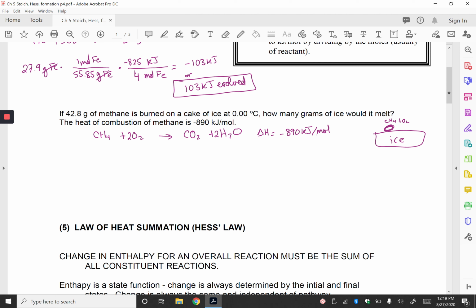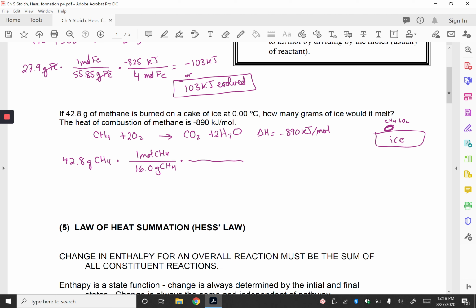So, I don't have a mole of methane. This is for 1 mole of methane, right? I have 42.8 grams. So I'm going to go ahead and change that delta H so that it's for the 42.8 grams. So 42.8 grams of CH4. I'll convert that to moles first. 1 mole of methane is 16 grams.